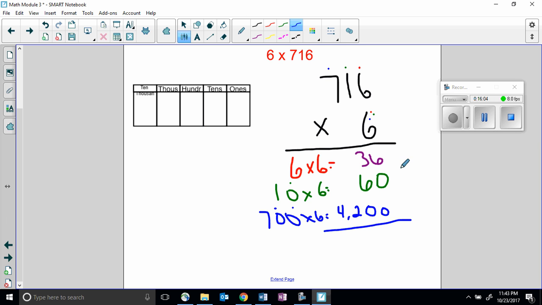And then I'm going to add, make sure I write add right here. 6 plus 0 plus 0. 6. 3 plus 6 gives me 9. 2. And 4. There's my answer.